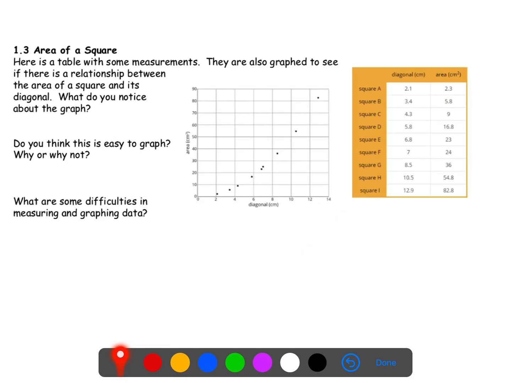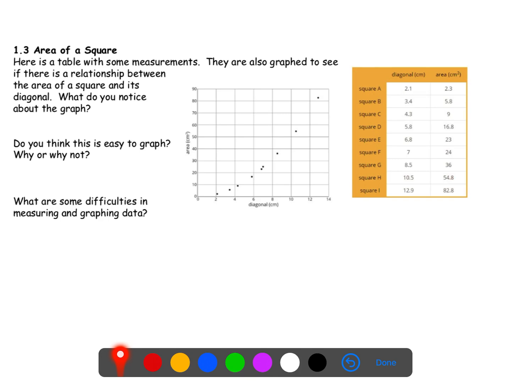If we look at the next one, we're comparing the area of a square. So we've got our same squares here. I believe this is the same diagonal measurements that we had on the previous activity, but now we have the area of the squares calculated for us. So let's see what we notice here.